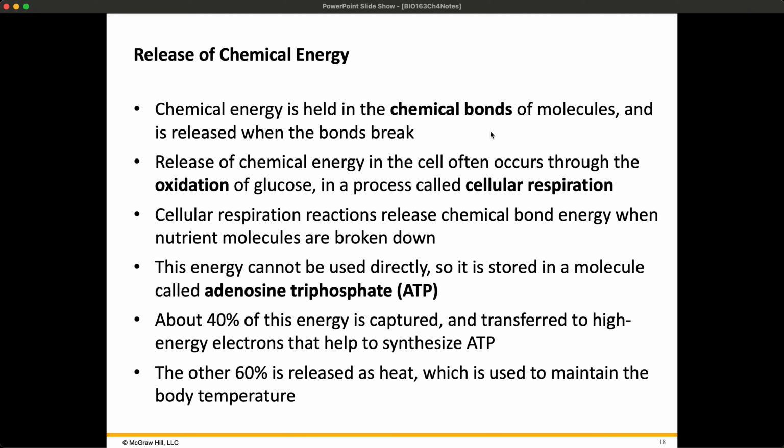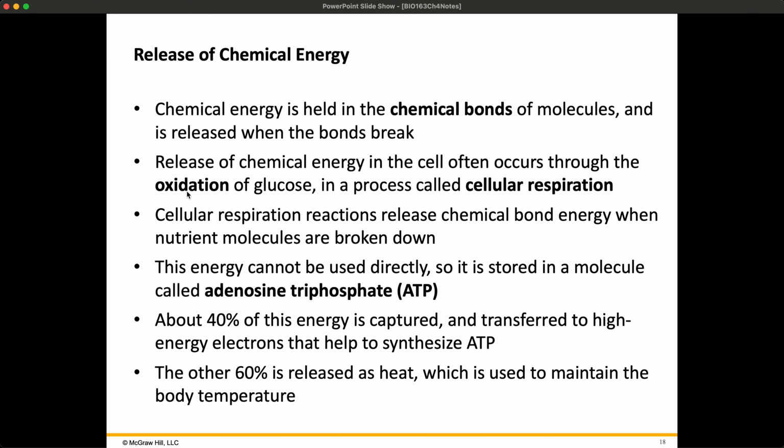Chemical energy is held in those chemical bonds of molecules and released when the bonds break. So when you break open a bond, that releases a little bit of heat, a little bit of energy, and that can be used. Release of chemical energy often occurs through the oxidation of glucose. When we're looking at how our bodies produce energy, it's typically through this breaking down of glucose in a process called cellular respiration.